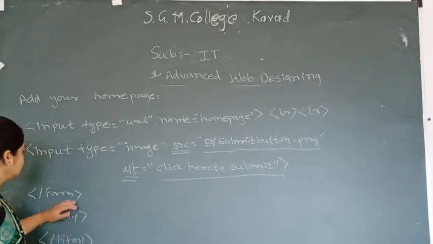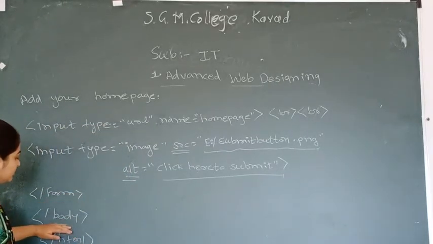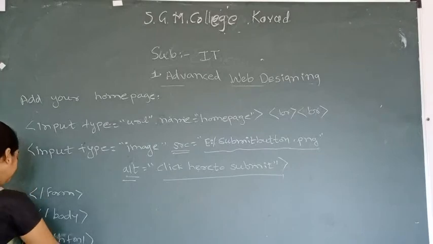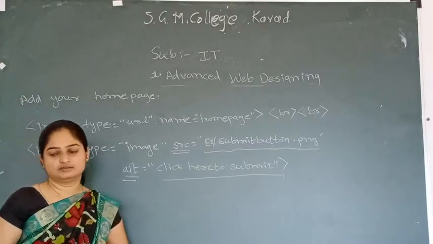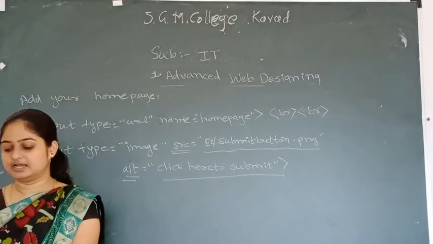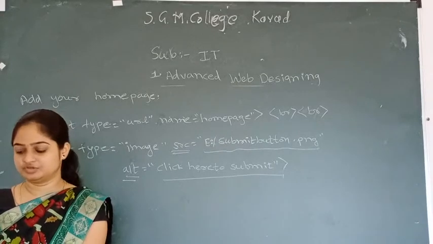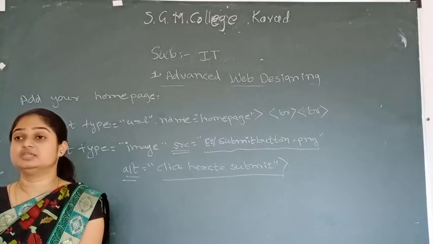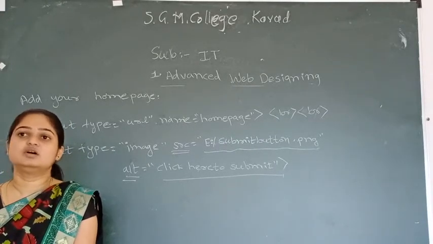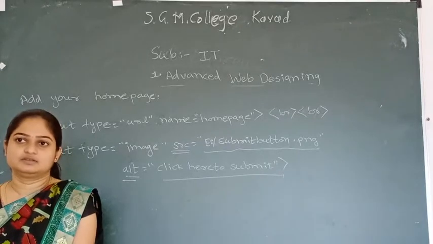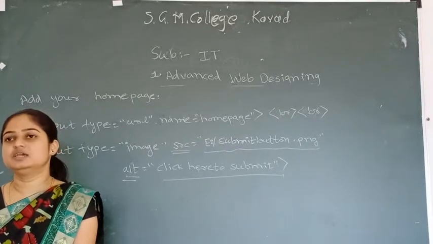Then next one, close form. Close body tag and close HTML tag. I think I have clearly explained. Do you understand the input programs? Example of input tag elements by using attributes.